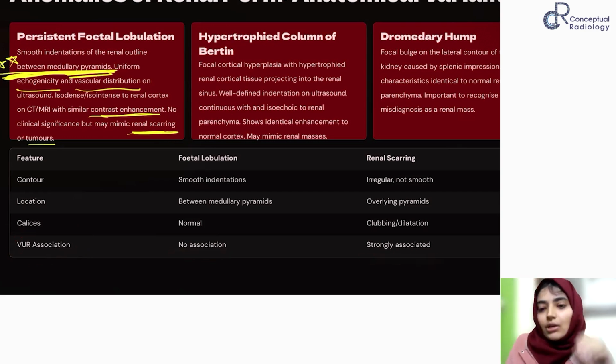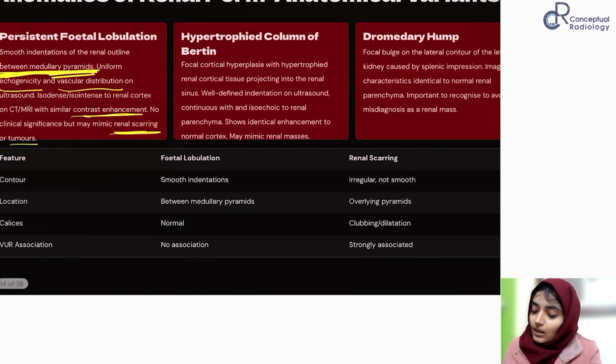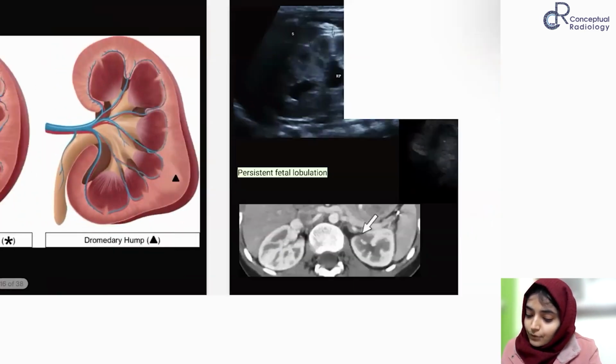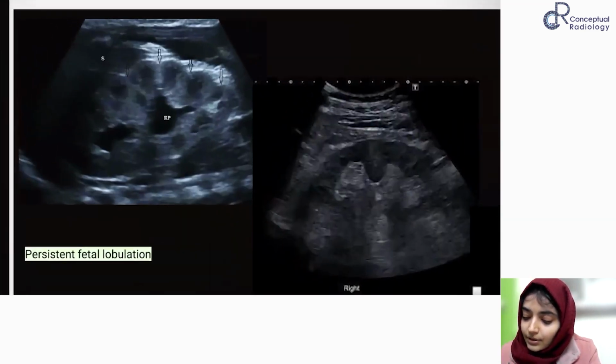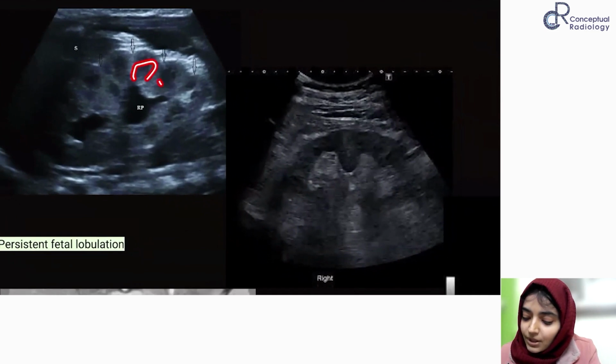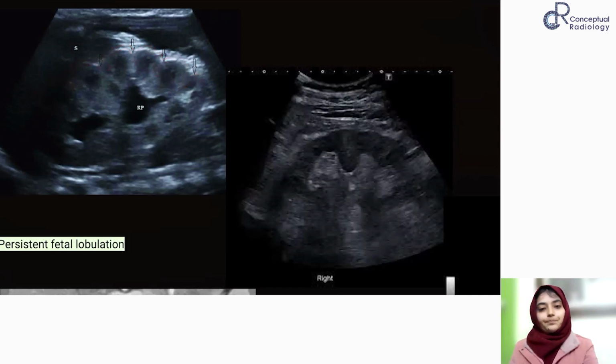So anytime you see renal scarring, you have to be on the lookout to demonstrate a vesico-ureteric reflux in that patient. Now I will show you some more images for this. So this is again a real case where you can see every time between this renal pyramid, this indentation is happening. So between the pyramids is normal.